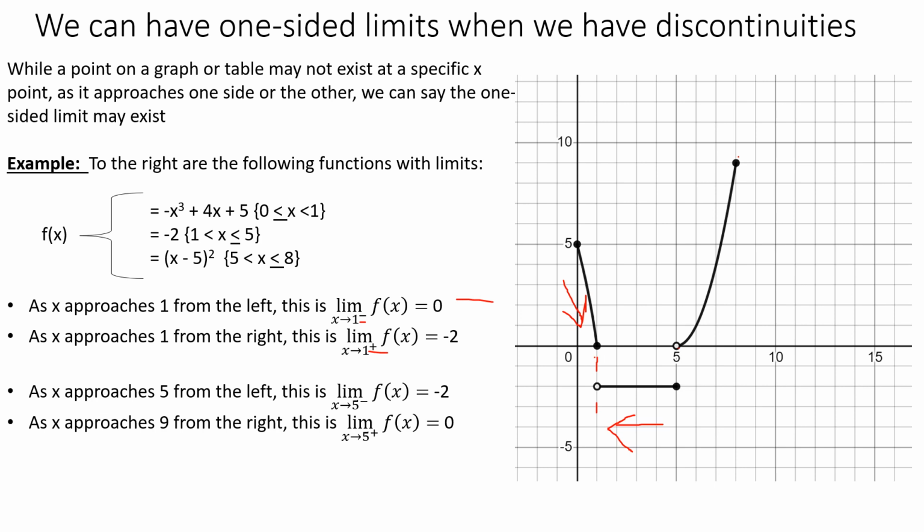x approaches 5 from the left. Let's take a look at this. Here's 5 from the left. It equals negative 2. It's a straight line here. x approaches 5 from the right, let me see, no, that should be 5 from the right. x approaches 0 right there.